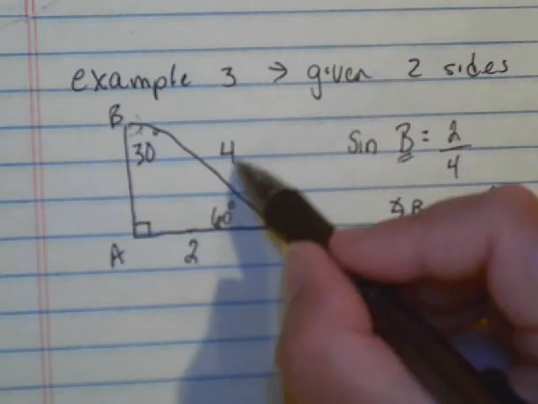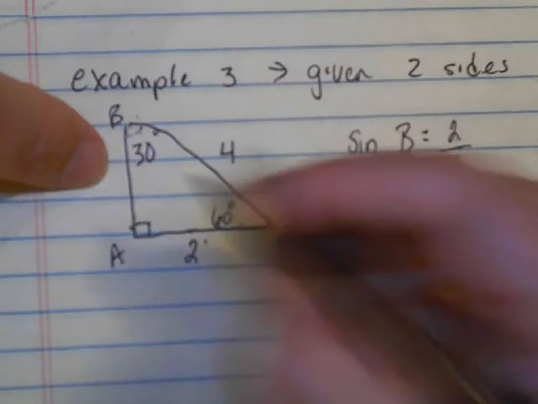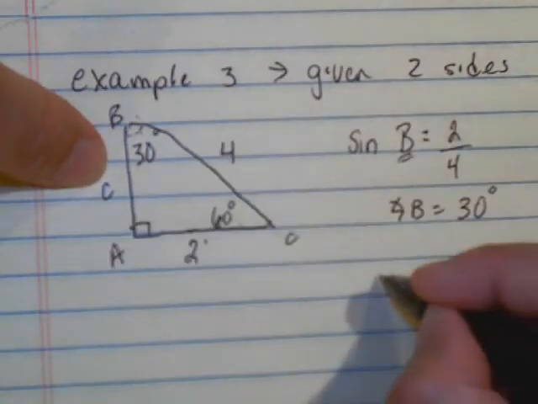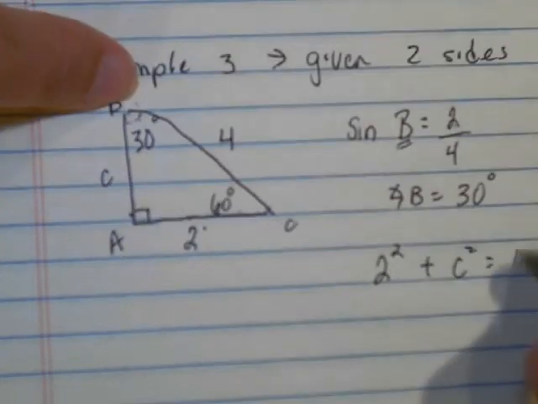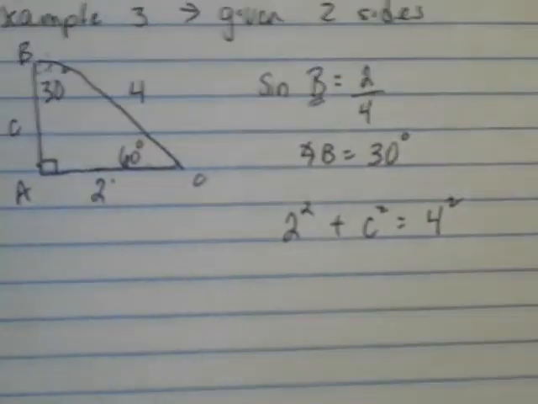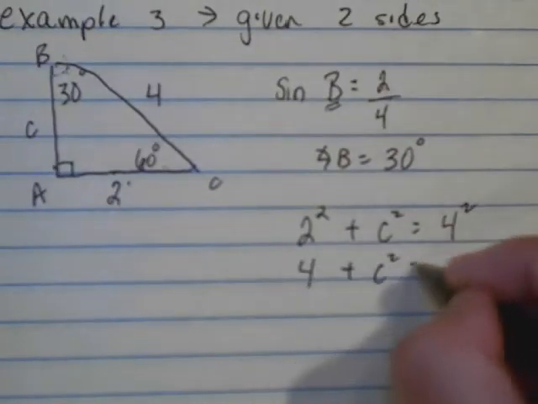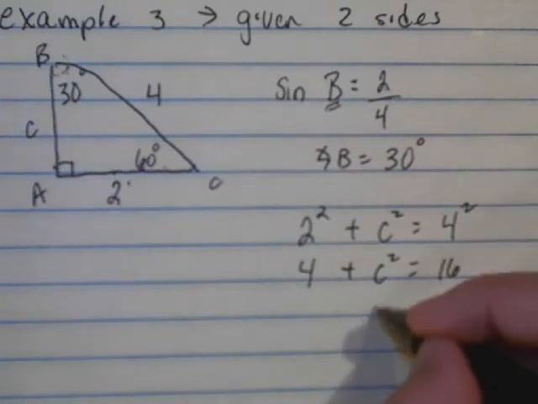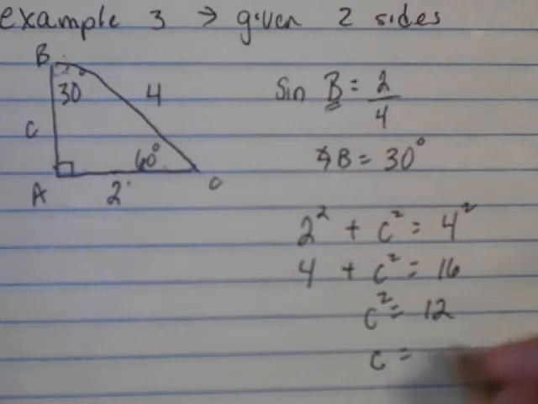So if I know two sides and I'm trying to find the third side, I have to use the Pythagorean theorem. So this is side C. So I'm going to have 2 squared plus C squared equals the hypotenuse squared. So 4 plus C squared equals 16. So C squared equals 12. So C equals the square root of 12, which we can do a couple different ways. This is the same thing as 4 times 3, so it would be 2 square roots of 3.